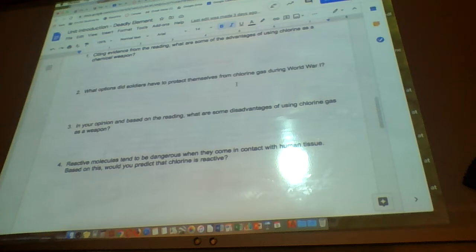Just an FYI, today there are rules of war, and chemical warfare is illegal. Rules of war. Super cool. Okay, how did soldiers protect themselves? Jacob? Gas masks.